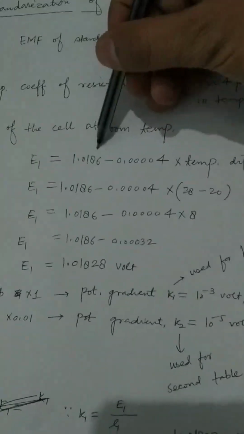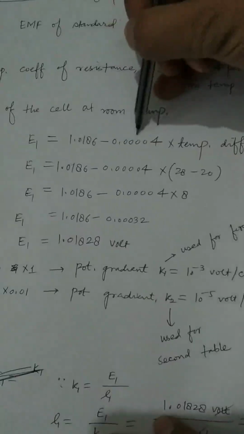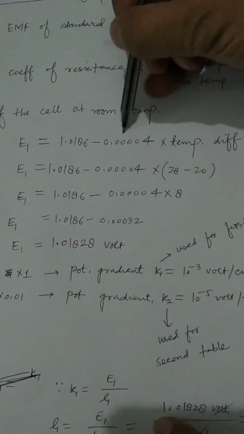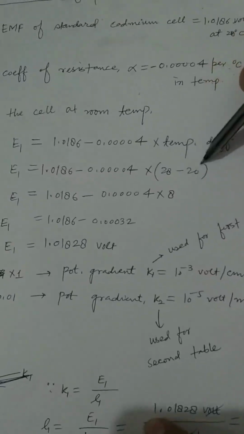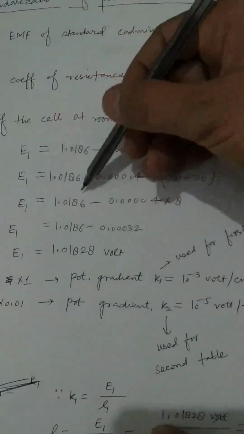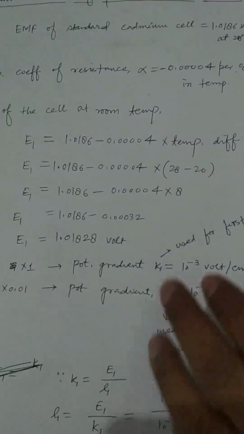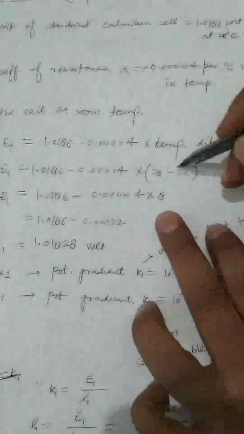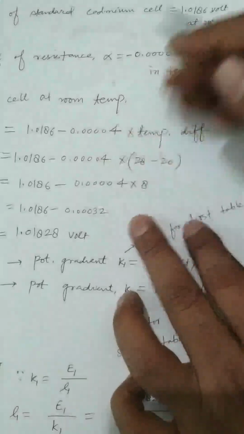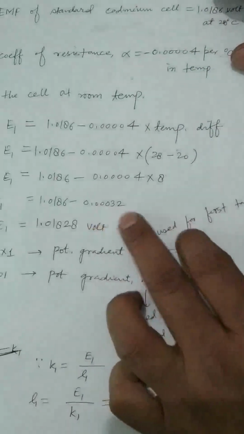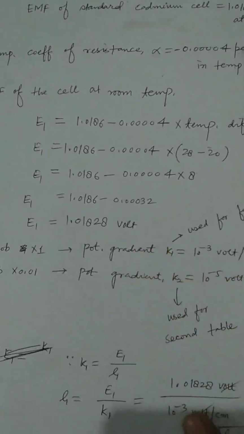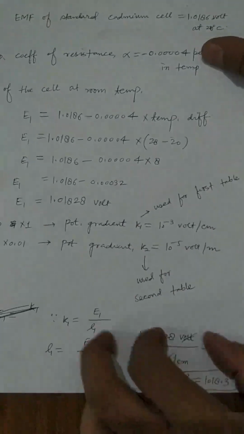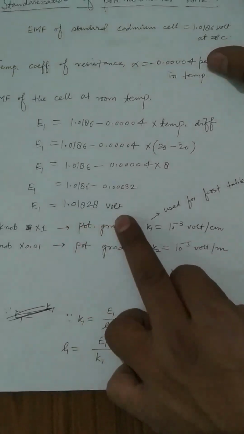1.0186 is the EMF at 20 degrees Celsius minus alpha, which is 0.00004, multiplied by the temperature difference. Then the temperature difference, 28 minus 20, comes here, and E1 equals 1.0186 minus 0.00004 into the difference, which is 8, multiplied by this quantity will give you 0.00032. When you subtract 0.00032 from 1.0186 you will get the value of E1 as 1.01828 volt.